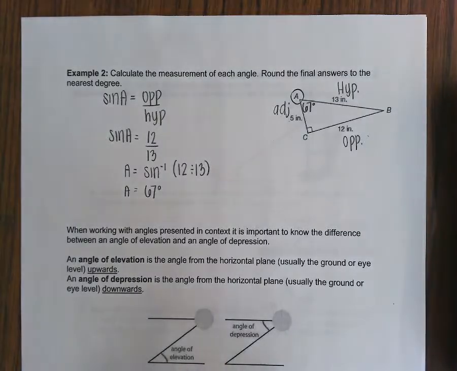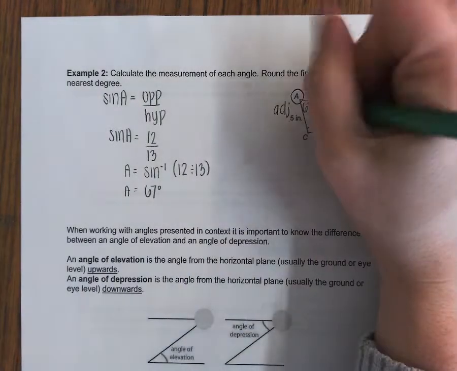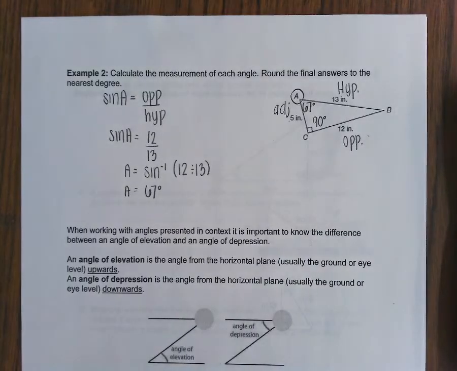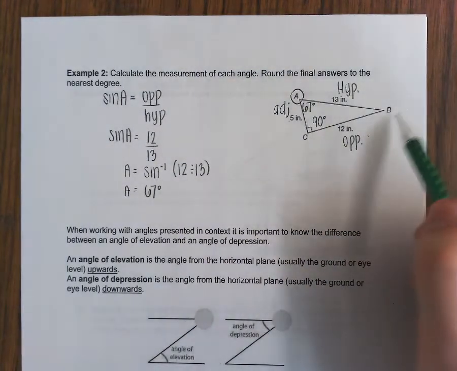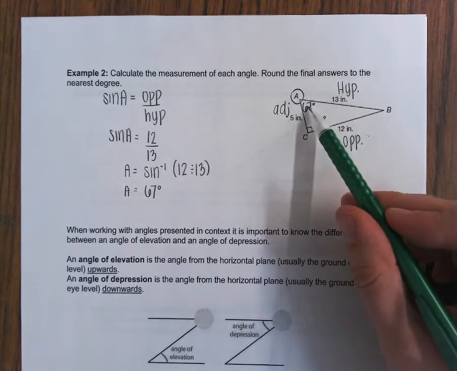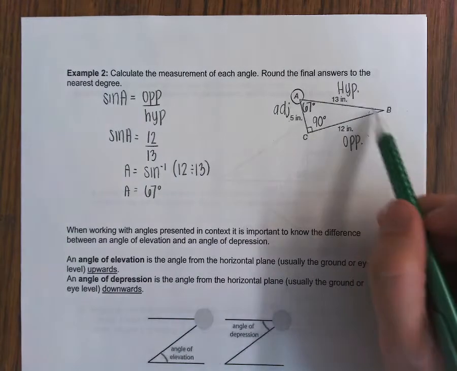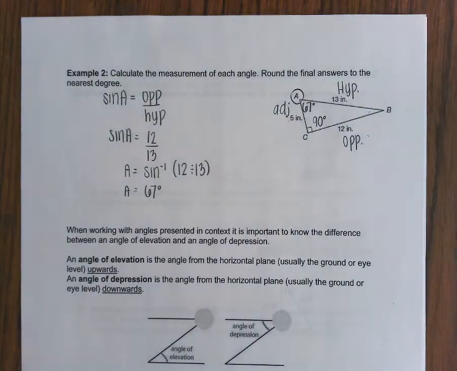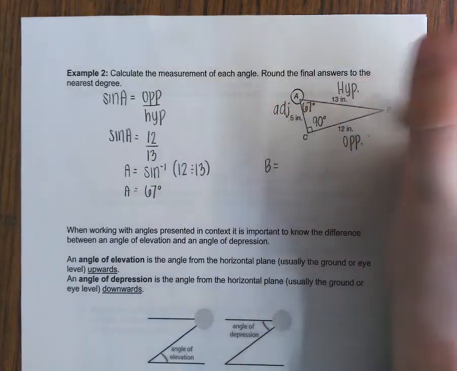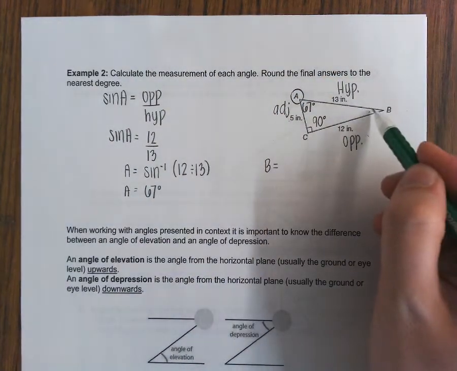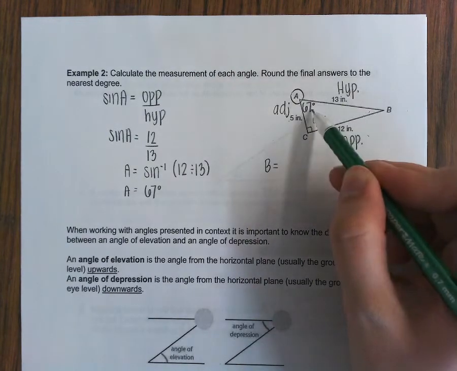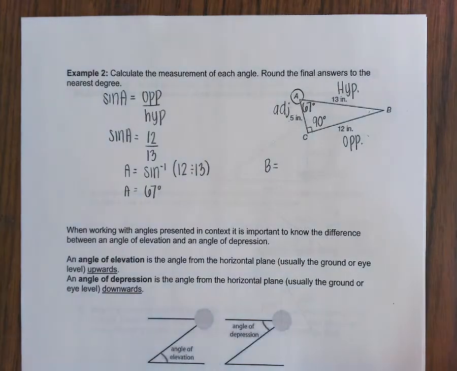Now it wants us to find all the angles. So we know that angle C is a right angle, so that's 90 degrees. Now you could use trig ratios again to solve for angle B, but what we also know is that in a triangle, the total of the three angles should equal 180 degrees. So in order to solve for B, angle B plus 90 plus 67 equals 180.